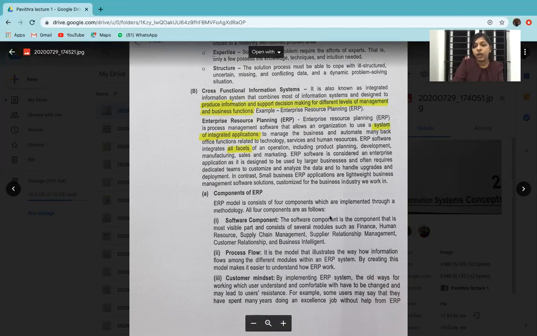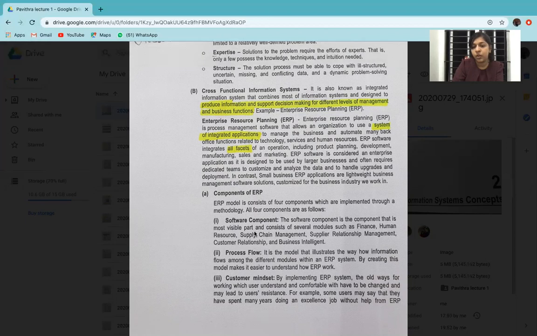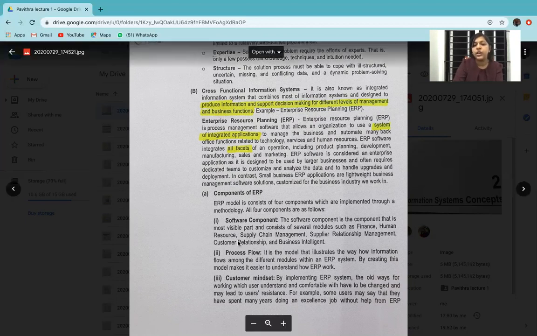The software component is the most visible part, and it deals with several modules such as finance, human resource, supply chain management.